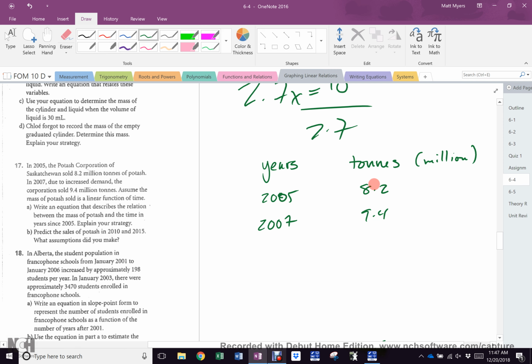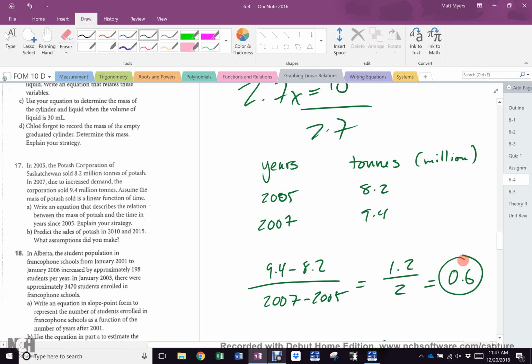Can I find the slope? What's the slope? 9.4 minus 8.2 over 2007 minus 2005. 9.4 minus 8.2 is 1.2 over 2, correct? 1.2 divided by 2 is 0.6. Is that our slope? And there's an x and a y and an x and a y. Can I make two different equations for it? Yep, but they're going to be the same equation, aren't they?